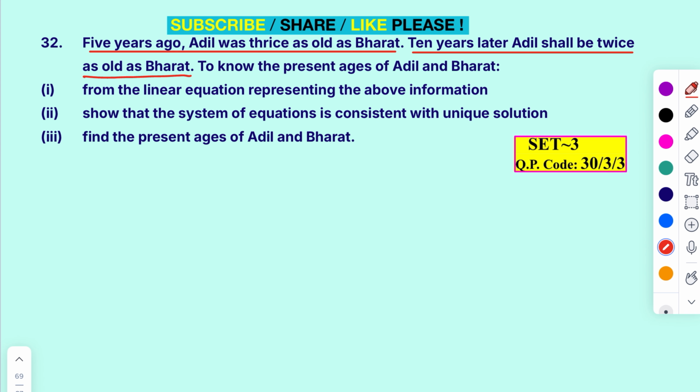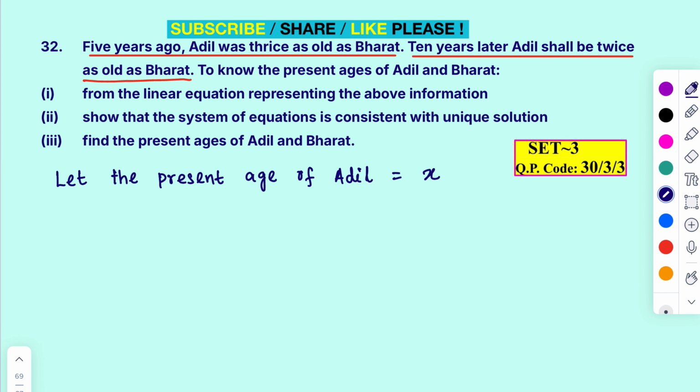Now, for the pair of linear equations, we need two variables, and here let the present age of Adil be x, and the present age of Bharat be y. Now, we have to form the linear equation representing the above information.